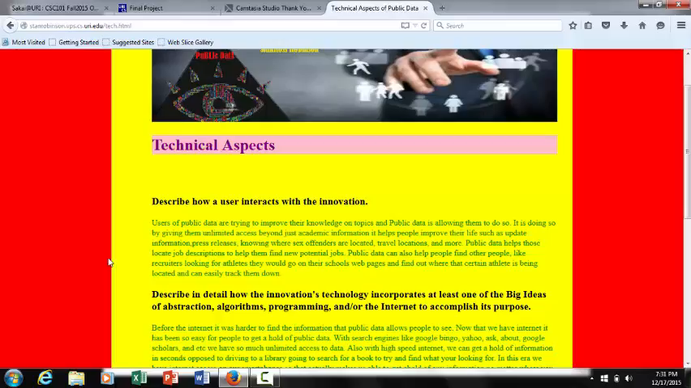Public data also helps people find job descriptions, to find potential new jobs. It can also help recruiters find other people. For example, if I was a basketball college recruiter and I needed to find the next LeBron James or Carmelo Anthony or Dwyane Wade, something of the sorts, public data is on high school websites.